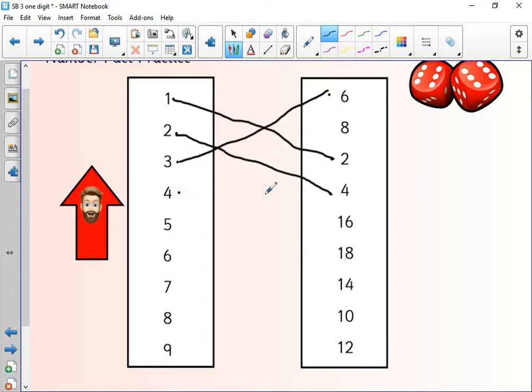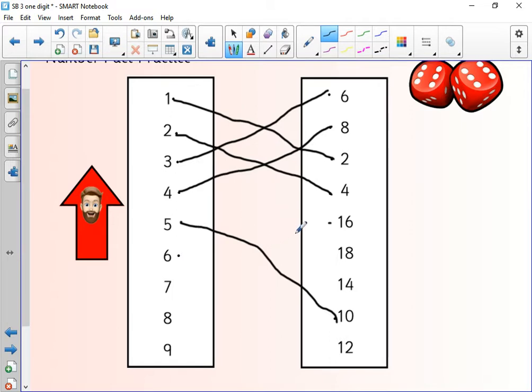Let's double 4 now. Where's the answer to double 4? Is it this number? Is it this number? Yes, well done. Double 4 is 8. What's double 5, year 2? Is it 16? Is it 12? Is it 14? Is it 10? Yes, it is. Double 5 is 10. 5 and 5 is 10.